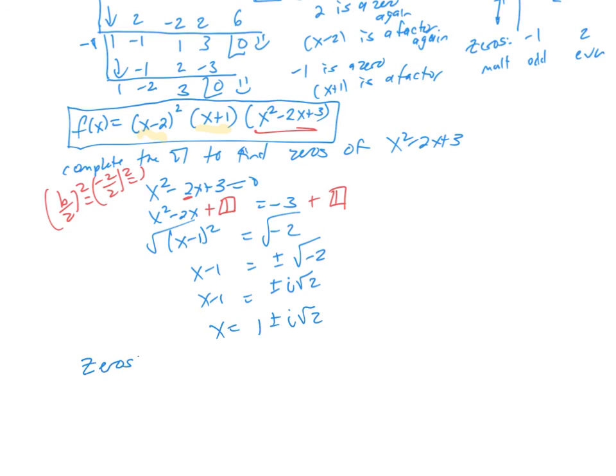So finally, we will list the zeros. So we have 2, which has a multiplicity of 2, -1, which has a multiplicity of 1, and then 1 plus or minus i root 2. Each of these has a multiplicity of 1.